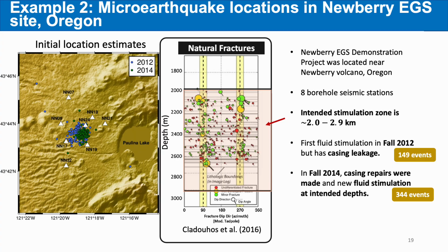My second example comes from the Newberry EGS site. The goal is to locate micro-earthquakes. We only have 8 stations on the surface, and about 400 events in total during 2 stimulations. So again, this is not enough for our neural network training.